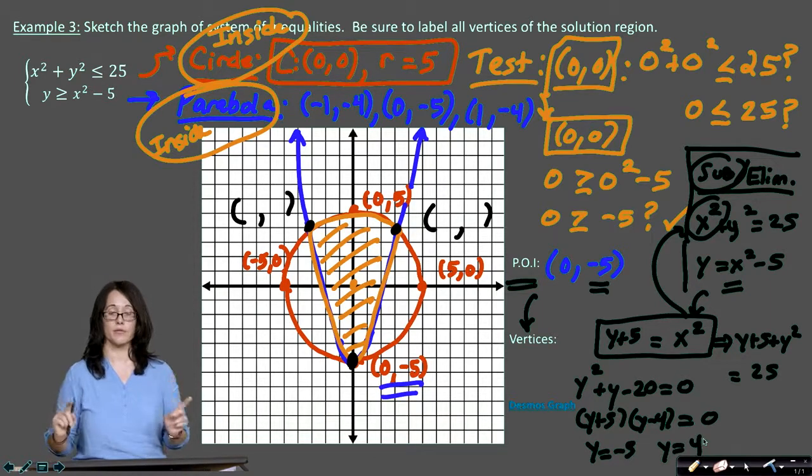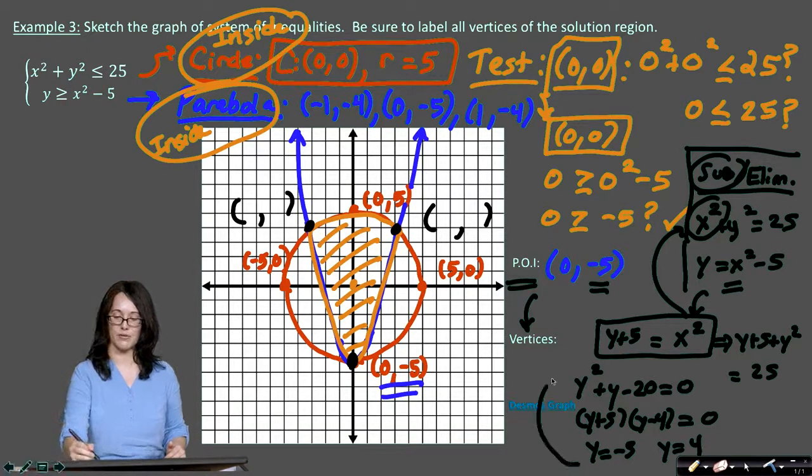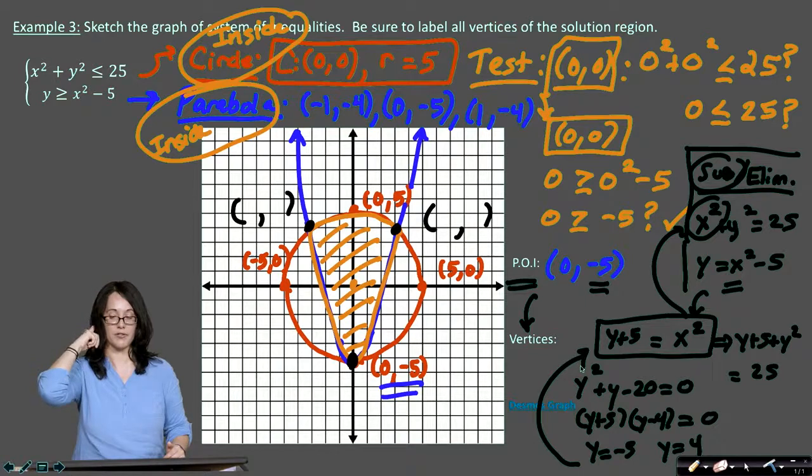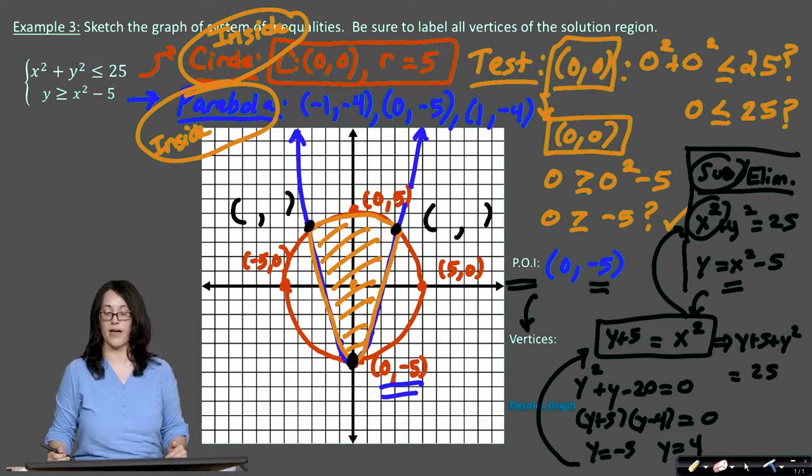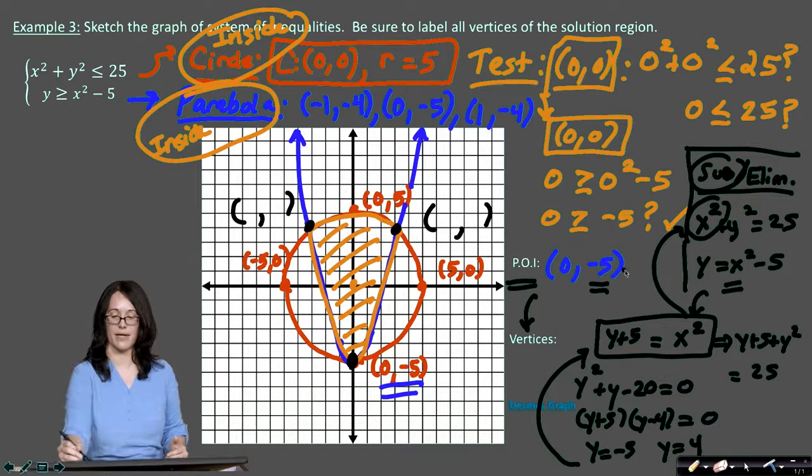Now, where would I plug those into? Into the parabola or the circle? Into the parabola, correct. In fact, the way I'd probably do it is into that nicer version of the parabola, which already has x squared by itself. So if you had plugged in -5 into that version of it, you'd have -5 plus 5, which is 0. 0 equals x squared, so x must be 0. We already got that one. Great. What about if we put 4 in for y there?